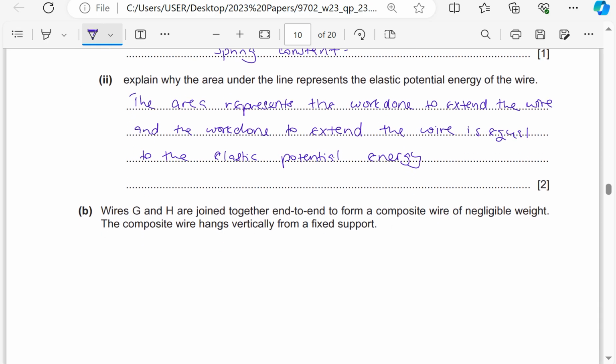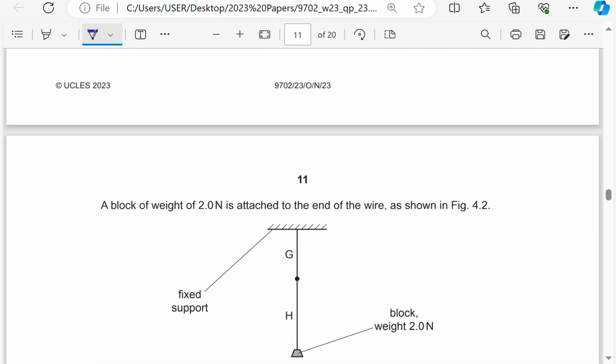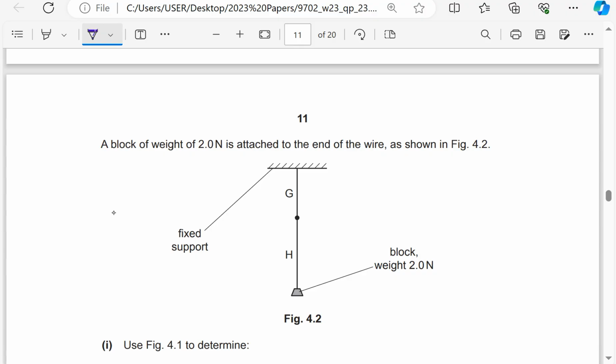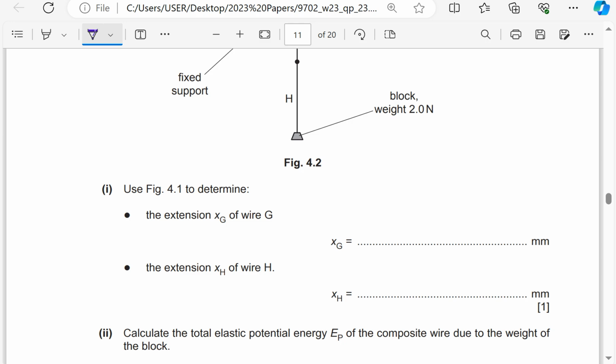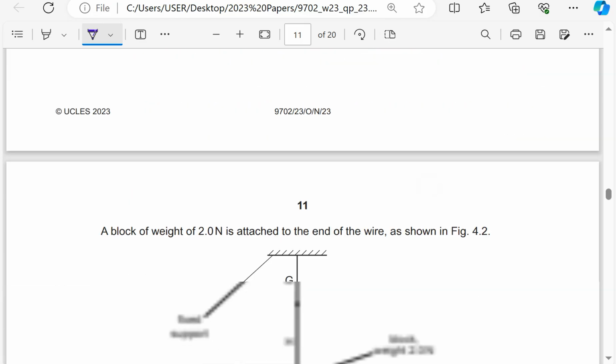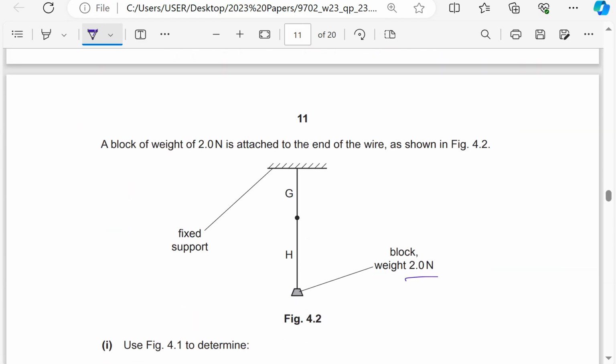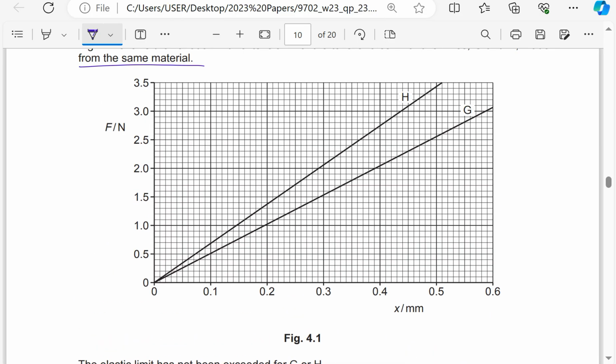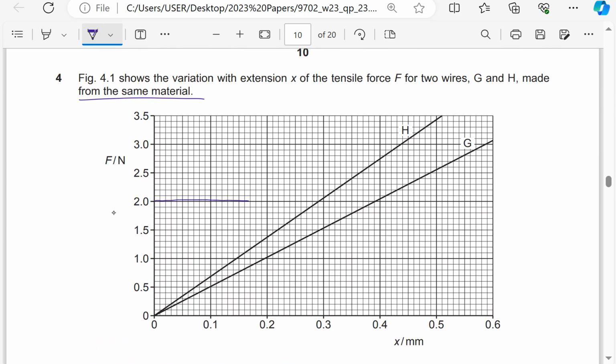As simple as that. Then wires G and H are joined together end to end, so it's like they are going to be in series. A block of weight 2.0 Newton is attached to the end of the wire as shown in the figure. Use the figure 4.1, which is the graph, to determine the extension xg and the extension xh. Let's check here. The load added is 2.0 Newton, so they experience the same load. So 2.0 Newtons is here.